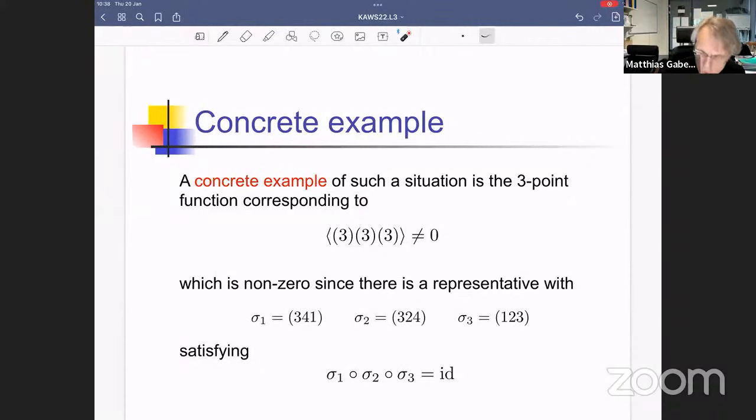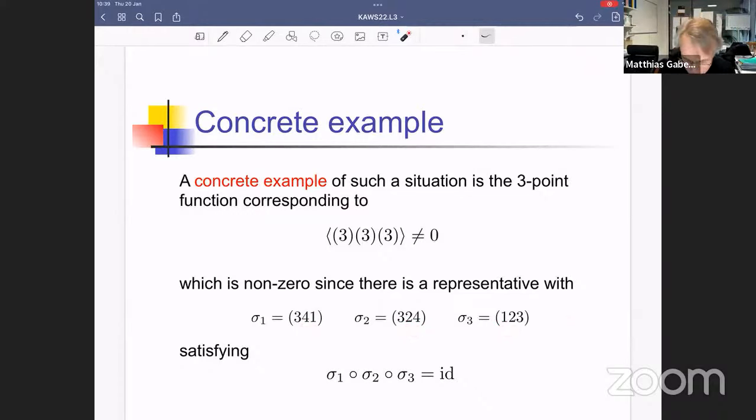But the solution we'll be mainly interested in is the one where you pick this one to be the permutation (1 2 3), this one to be the permutation (3 2 4), and this one to be the permutation (3 4 1). And then the product of these three permutations is trivial. So if you start from the right, 1 goes to 2, 2 goes to 4, 4 goes to 1, and so on.